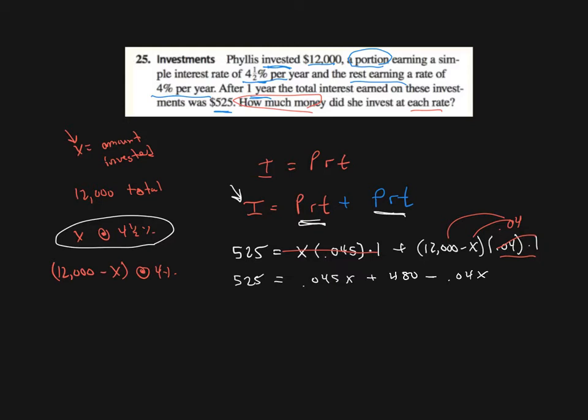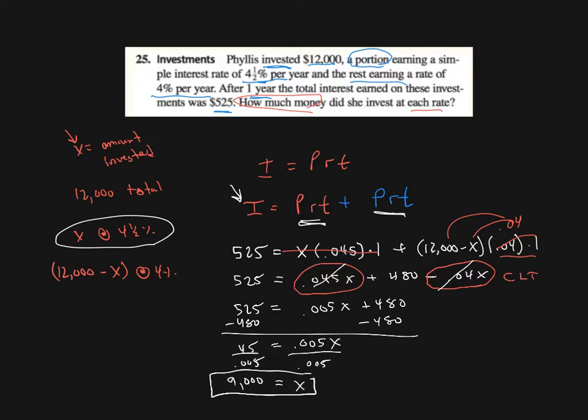So now we're going to combine like terms, right? So we have the negative here and the positive here. That brings us down to 0.005x plus 480. Then we're going to subtract 480 and divide by 0.005 on both sides. And I get an x value of 9,000.